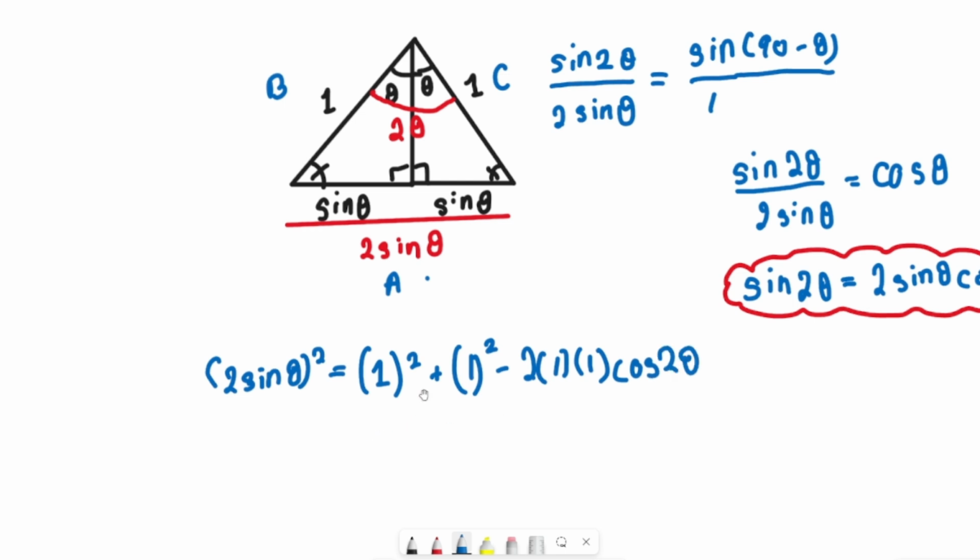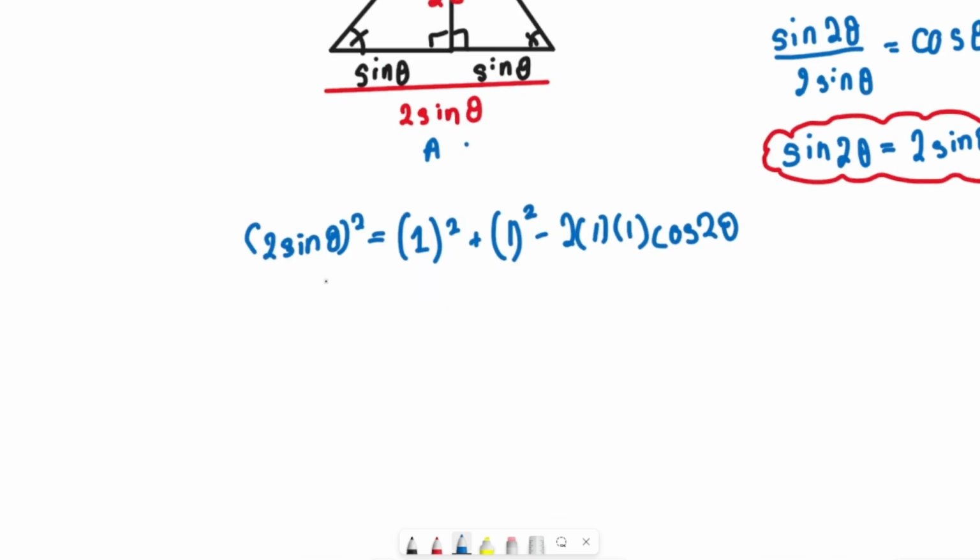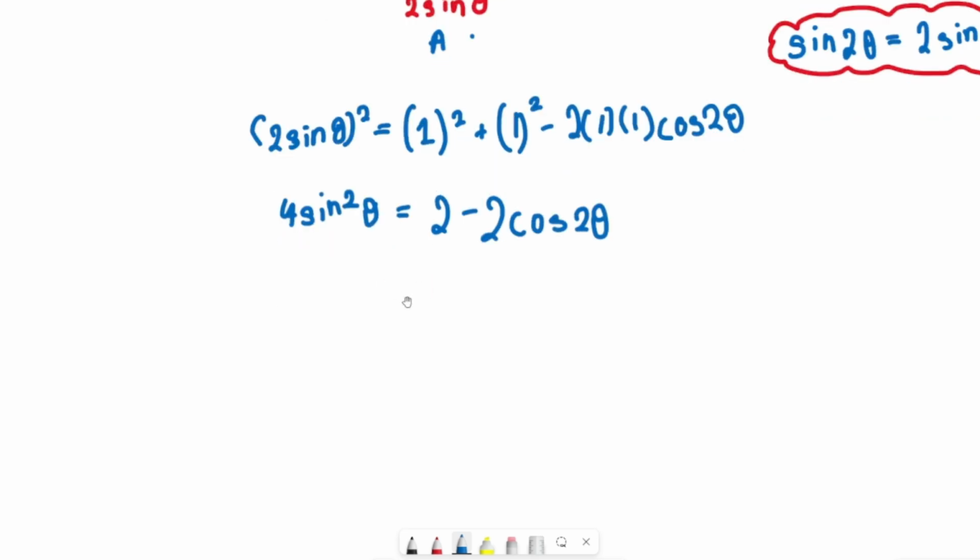And now all we have to do is simplify this expression. 2 sine theta whole squared is equal to 4 sine squared theta. On this side, 1 squared plus 1 squared is simply 2, and minus 2 into 1 is just 2, so I can write this as minus 2 cosine of 2 theta. For simplicity's sake, I'm going to take 2 common on all of these. So what I get is 2 sine squared theta is equal to 1 minus cosine of 2 theta.